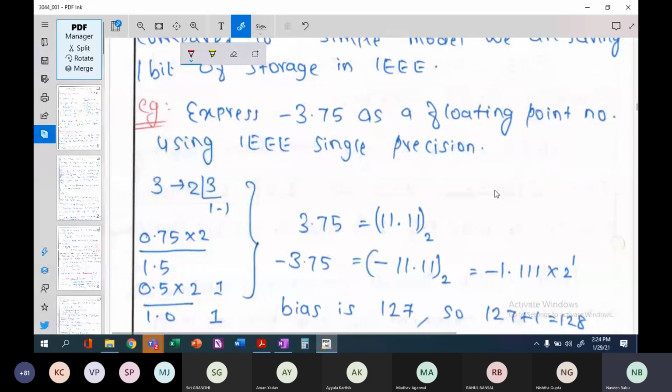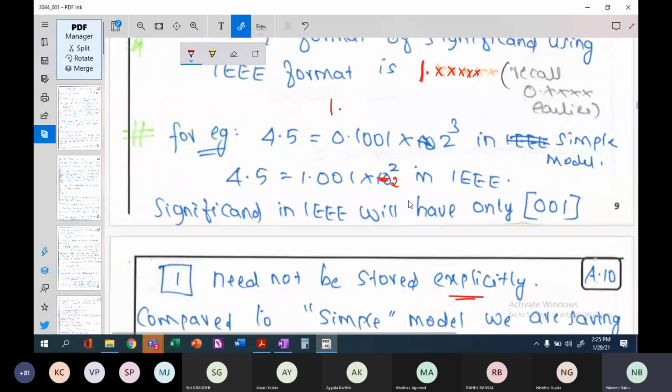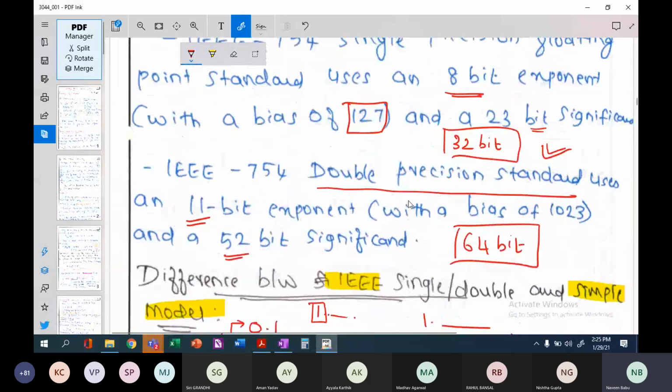Now let us do a very simple example. Express minus 3.75 as a floating point number using the IEEE single precision method. In this example, they have specifically given that it is a single precision method. At times, you might see just "represent in IEEE format". In that case, assume that it is a single precision method unless otherwise specified that double precision is required. Since you are doing manual work, the disadvantage of the double precision method is that you have to create 64 bits.